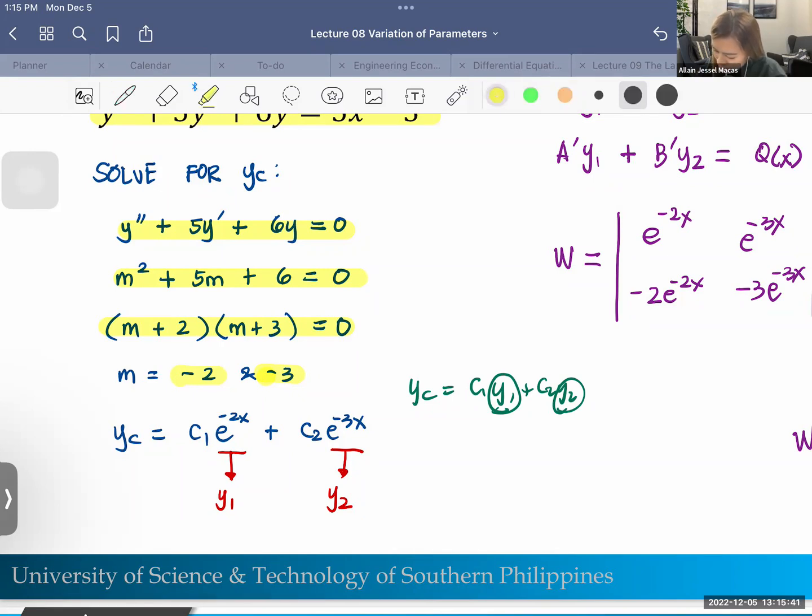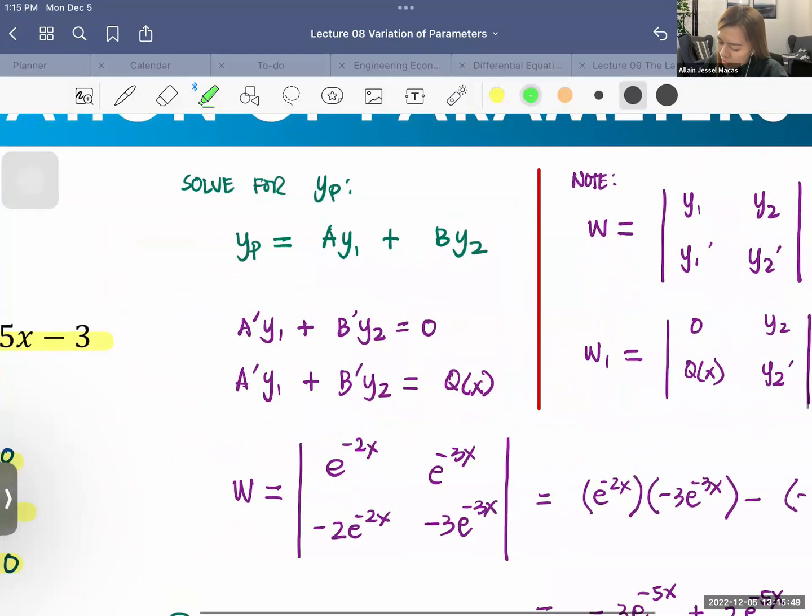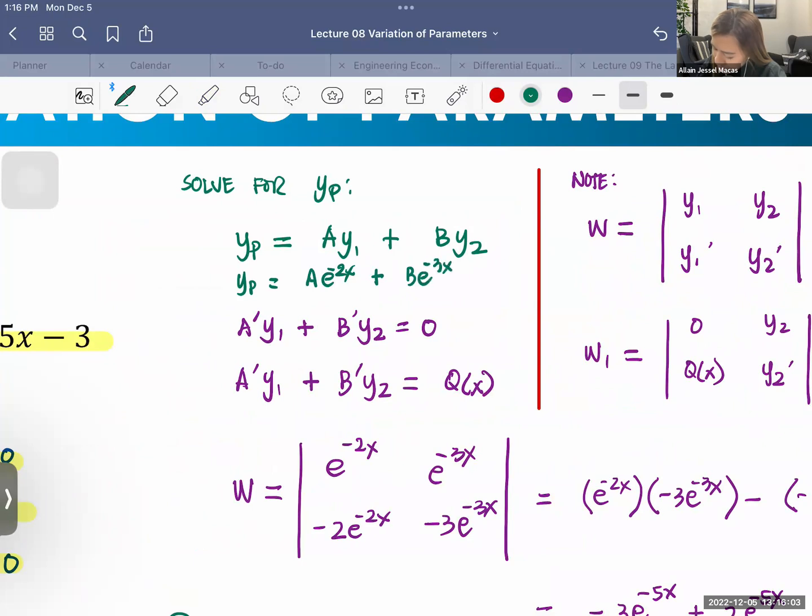And then atong y2 is e to the -3x. That means, class, atong yp is something like, i-write lang ako dire, something like yp is equal to A, which is unknown, e to the -2x plus B e to the -3x. Okay? And we need to solve A and B. Mao na ato ang tumong for a variation of parameters. We need to solve A and B.